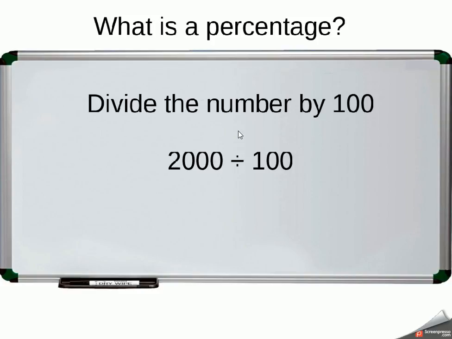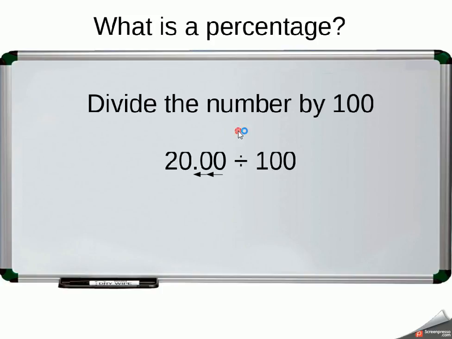So what you do is you divide the number by 100, not the percentage, but the number. So in this case, 2,000 divided by 100. And all we've got to do there is move the decimal place twice. Now remember, the decimal place will be invisible if there's nothing to the right of it. So you'll need to put that decimal place in your mind, and then simply move it one place, 2 places, and there you've got your answer. 2,000 divided by 100 is 20.